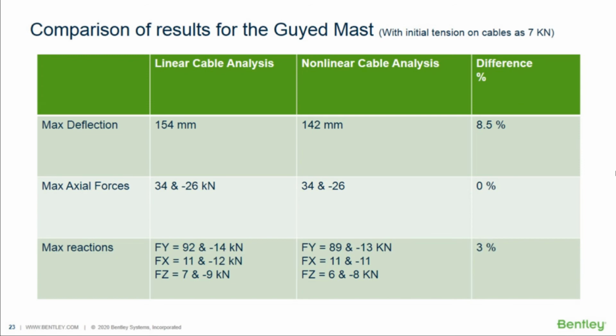So the difference is 0%, and the reactions are varying only slightly, just a 3% difference. What we understand from this example is that for small structures like this, which have few cables, it is okay to use the linear cable analysis. You may not need to do a nonlinear cable analysis, as you will get only small differences in results. But where is the exact application of nonlinear cable analysis?